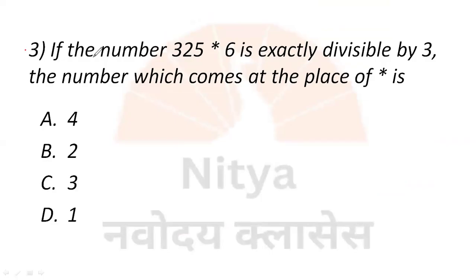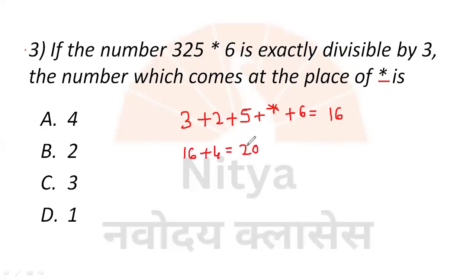If the number 325*6 is exactly divisible by 3, what number comes at the place of the star? So the divisibility rule of 3 is the sum of the digits. So 3 plus 2 plus 5 plus star plus 6: 3 plus 2 is 5, 5 plus 5 is 10, 10 plus 6 is 16. So in 16, what number must we add so that the whole number is divisible by 3? Check the options. If we add 4, that is 20. 20 is not divisible by 3, so option A is not our answer.